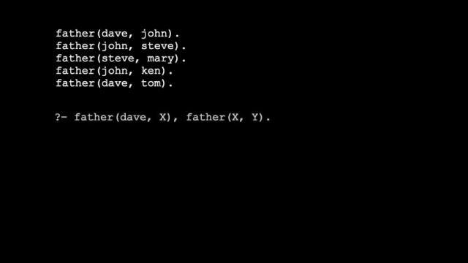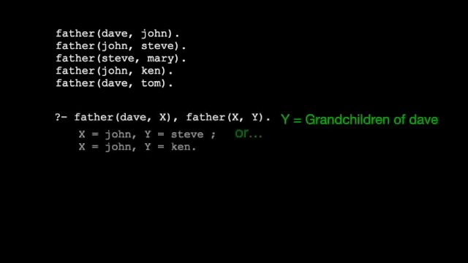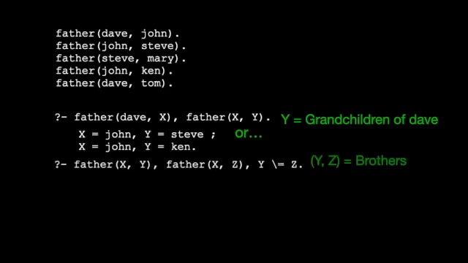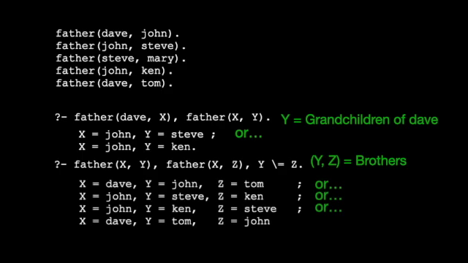For example, here's how we can find all grandchildren of Dave. Another example is to find all individuals that are brothers. Sometimes we get duplicate listings. Not syntactically, but from a human perspective that John and Tom are brothers naturally means that Tom and John are also brothers. There are more advanced operators that can be used to avoid these duplicates.